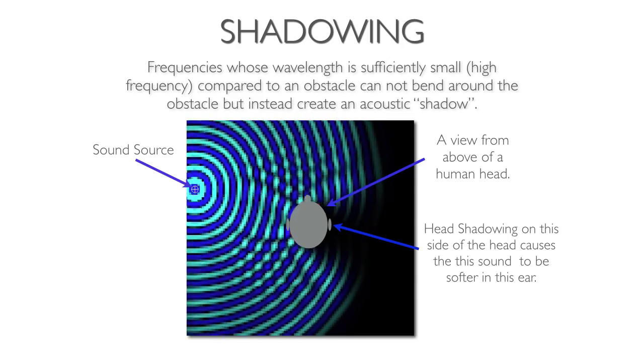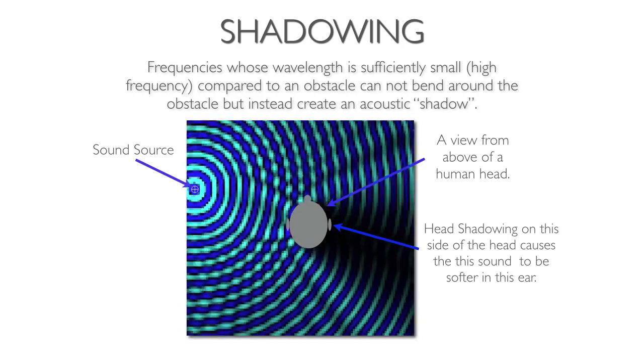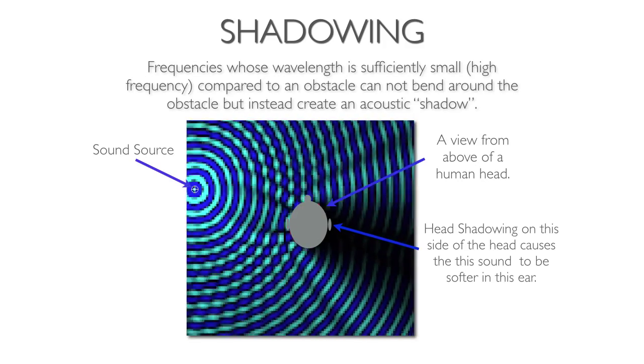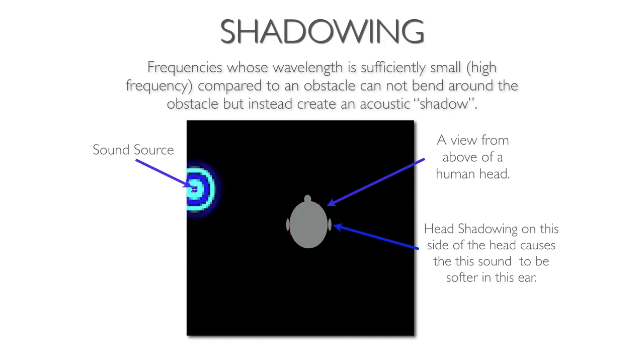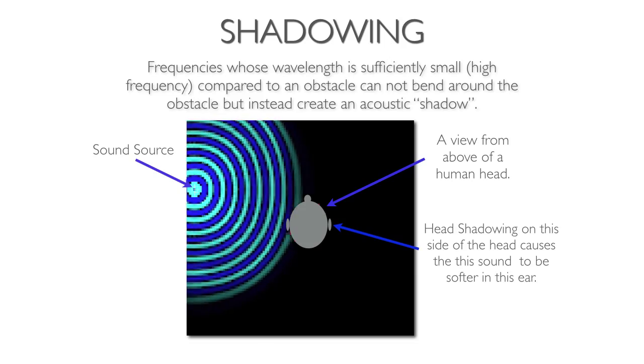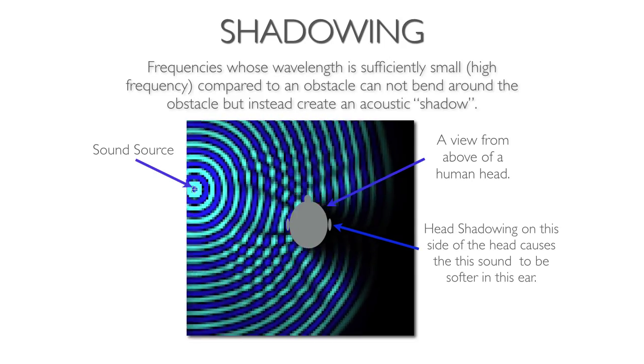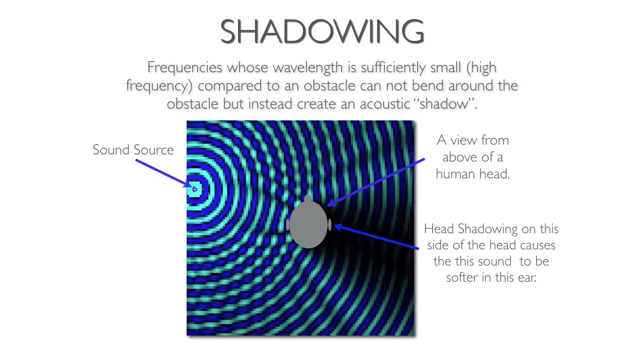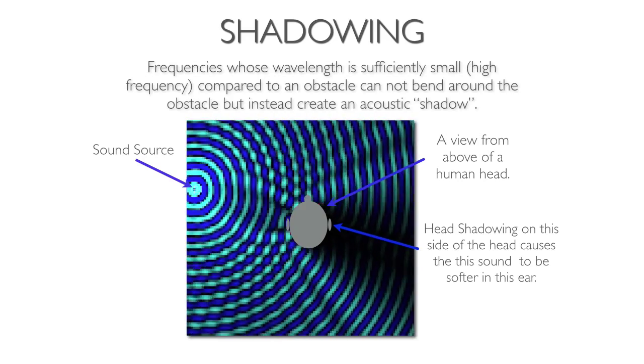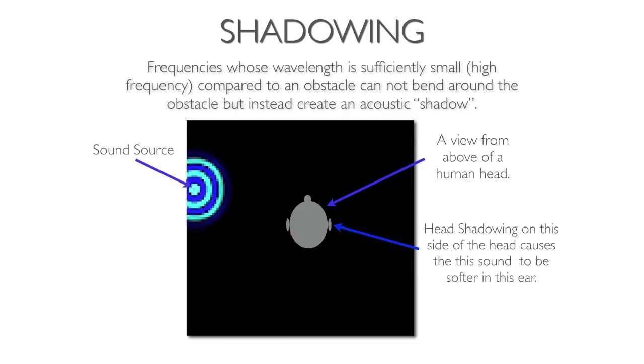So this effect is called shadowing because it creates an acoustical shadow. In other words, a zone where you don't get the sound. Just similar to what would happen if you were standing outside and creating a shadow from the sun, for instance.